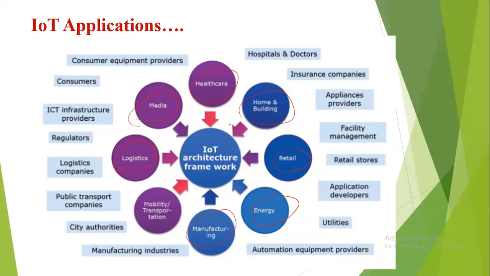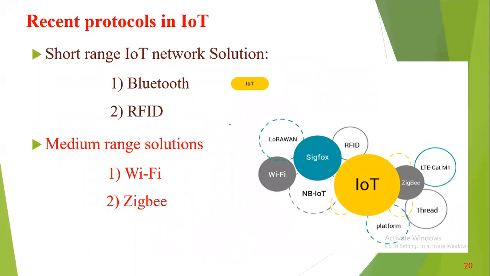Up to now we have just discussed the introduction of IoT, then how to design one system and how that system can be connected to the IoT gateway and cloud. Now for these connections, communication is required, and to implement the communication, different kinds of protocols are required. So we have short range protocols, medium range protocols, and long range protocols.